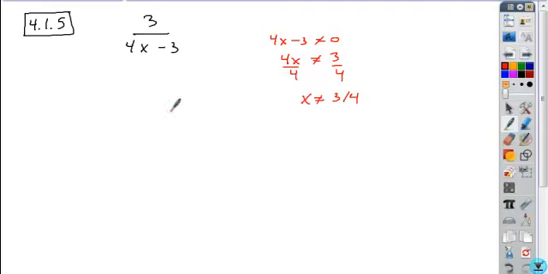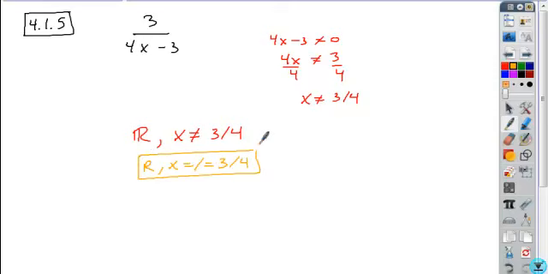Okay, so when I write my answer, it's asking you to identify the domain. There are 2 different ways you can write this. You can write it in inequality form. If you write it in inequality form, you're basically saying the domain is all real numbers except for 3/4. And in order to enter this online, it would be just capital R, comma, x, then == will represent not equal to, 3/4, the fraction 3/4.